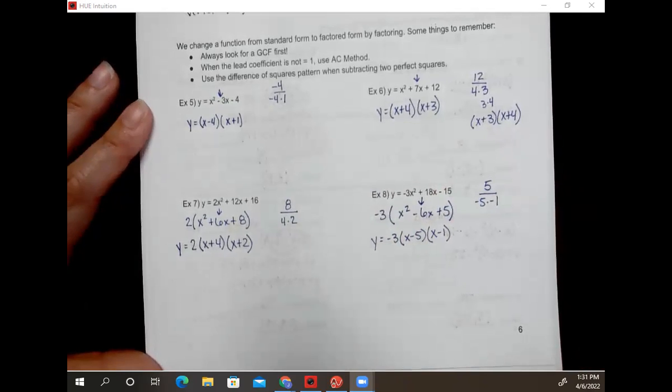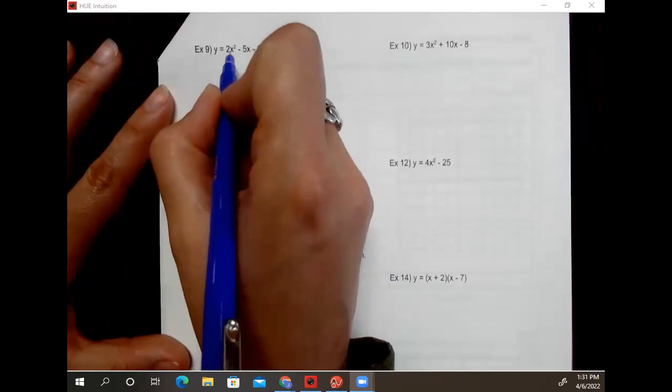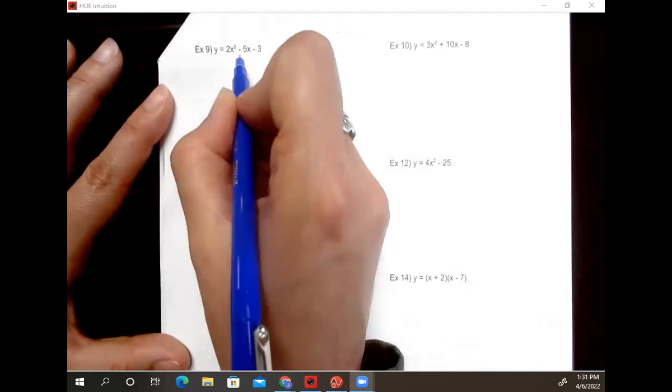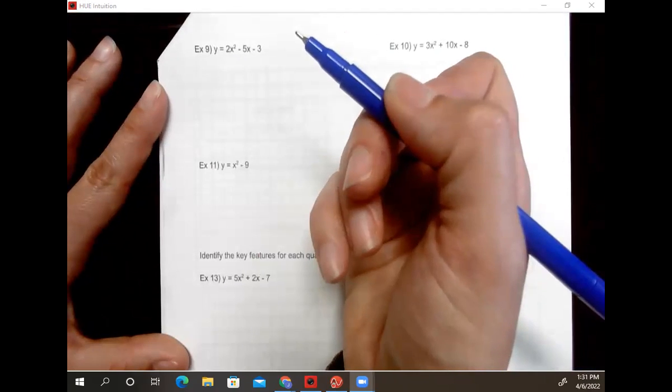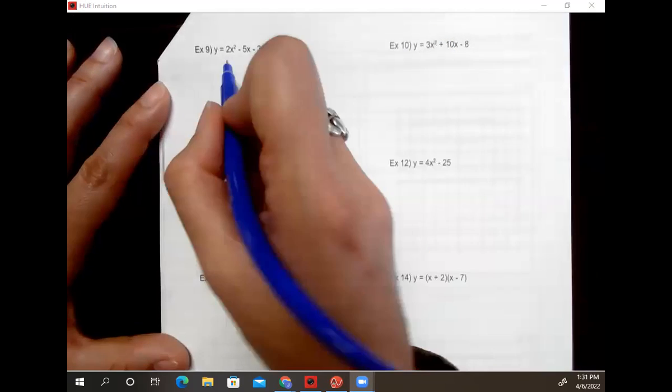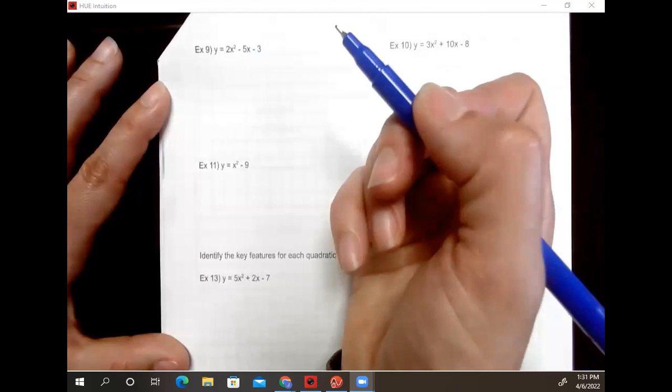Okay. On the next page, we're going to look at some more factoring examples. So for example 9 on the next page, do I have a GCF here? No, my smallest value is a 2, but 5 and 3, or more -5 and -3, they're not even, so I cannot evenly divide them by 2. I don't have a GCF. There's nothing I can divide all of these by.